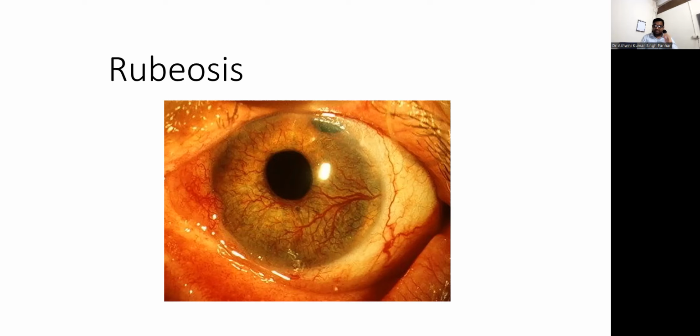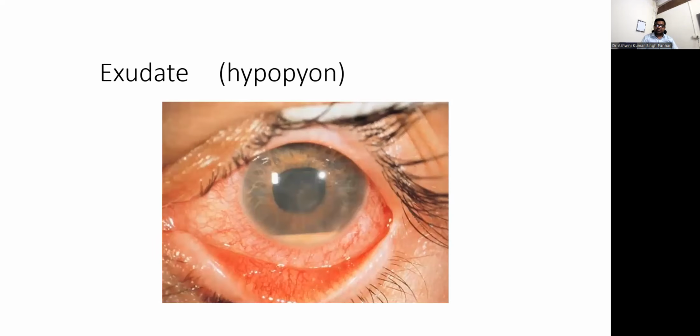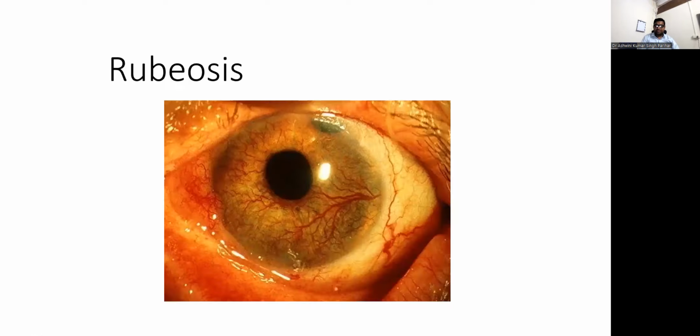In the previous pictures you have seen, there are no vessels on the iris. That is not a normal iris, which is why the pupil is irregular. But now I have shown this. See how the branching vessels are over the iris. So this condition is known as rubeosis.